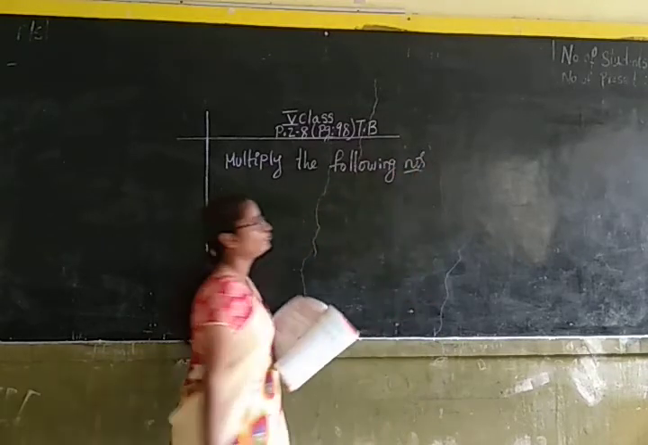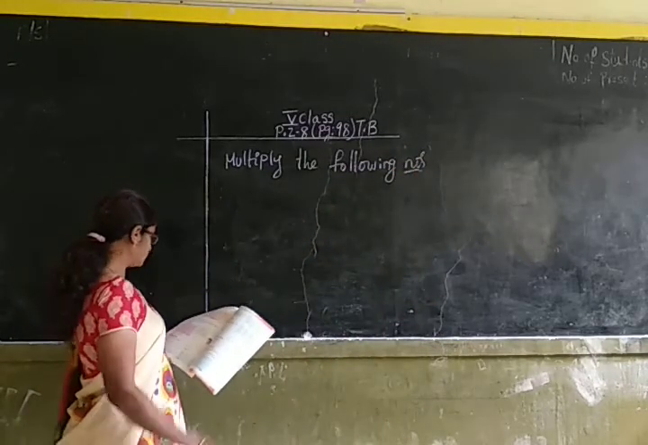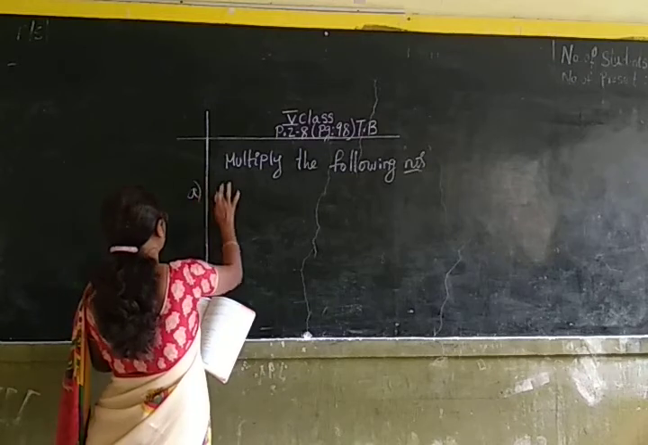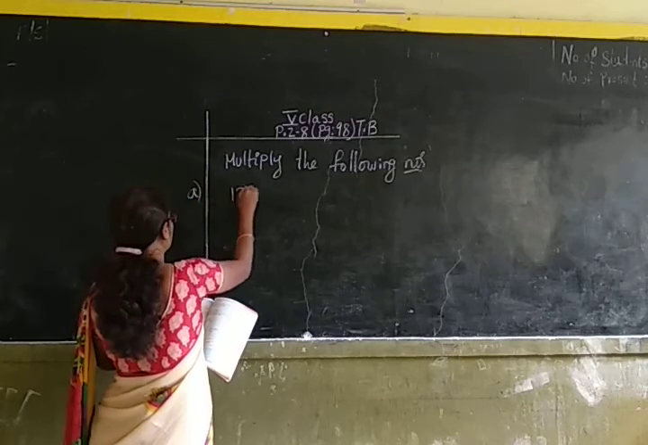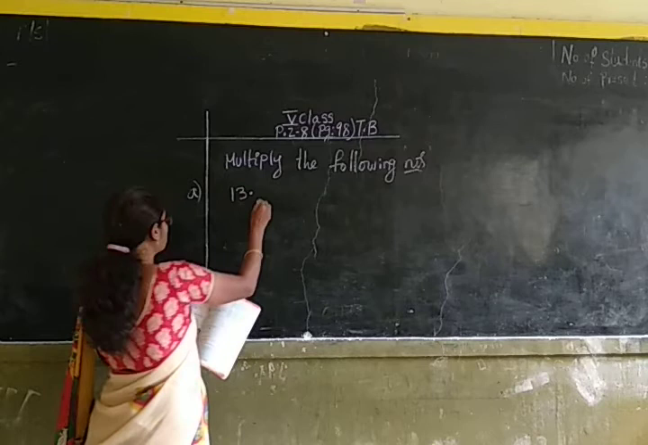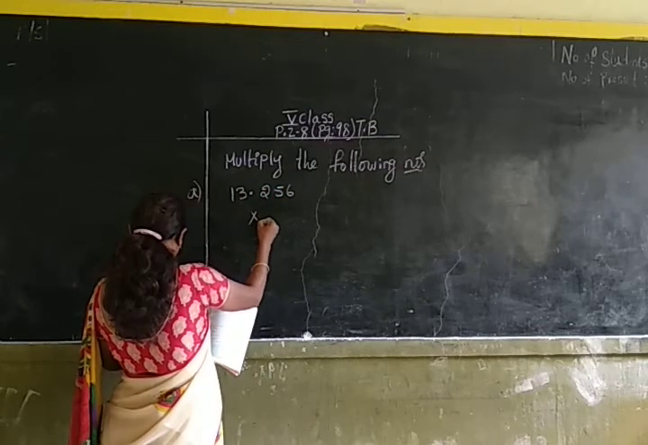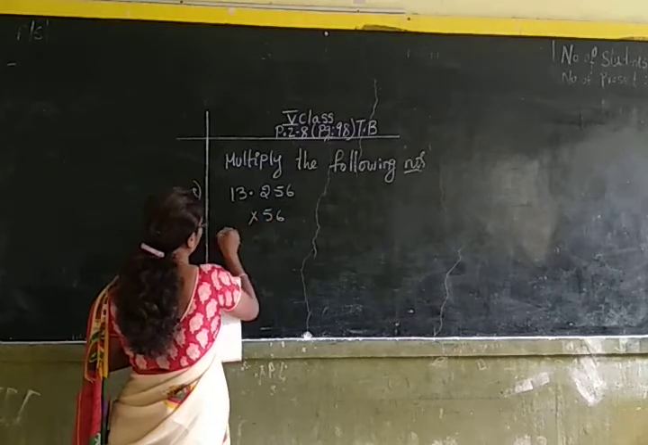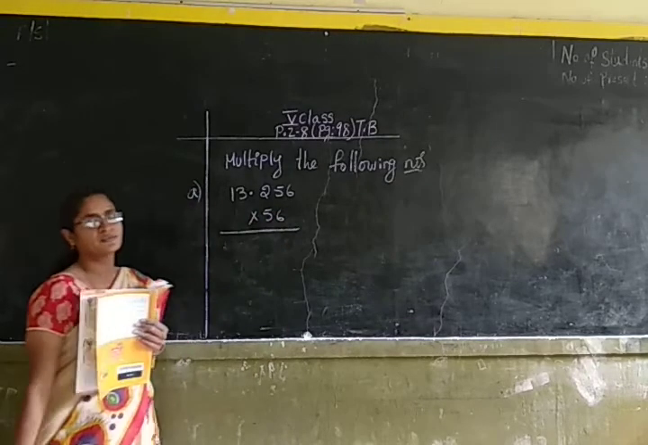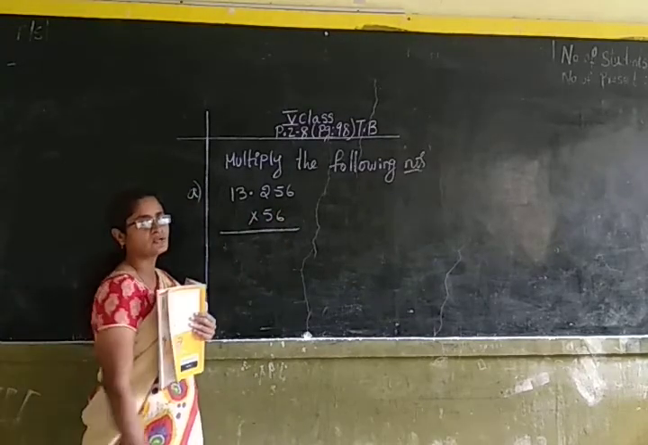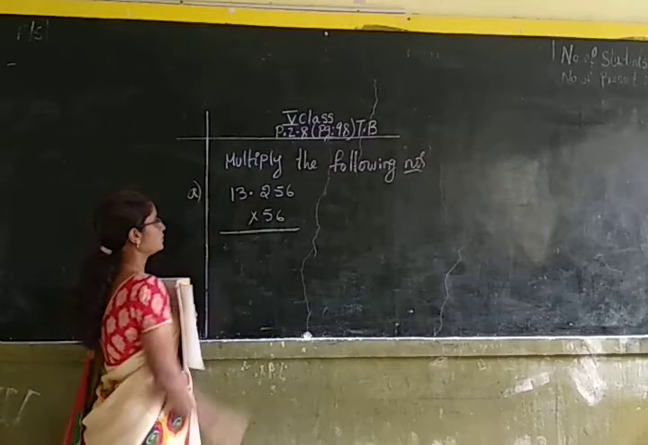Multiply the following numbers. Let us do the A sum. 13.256 into 56. Here we have to multiply the decimal number with a whole number. First let us do the normal multiplication ignoring the decimal point.